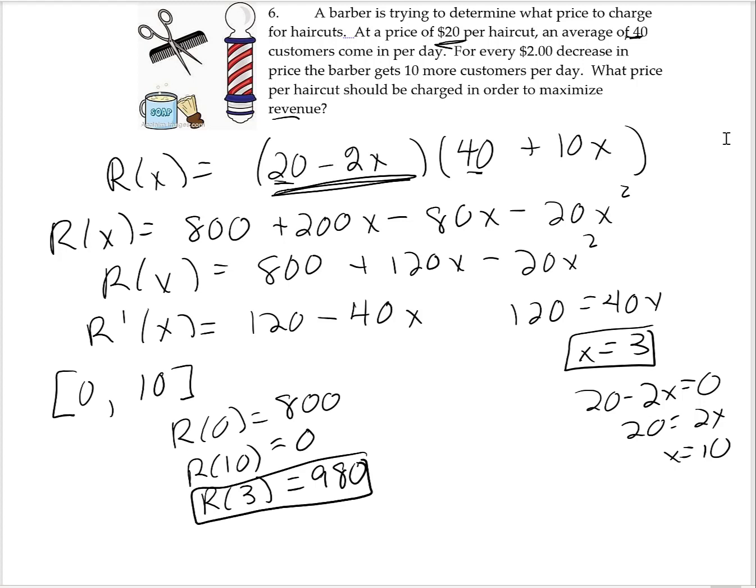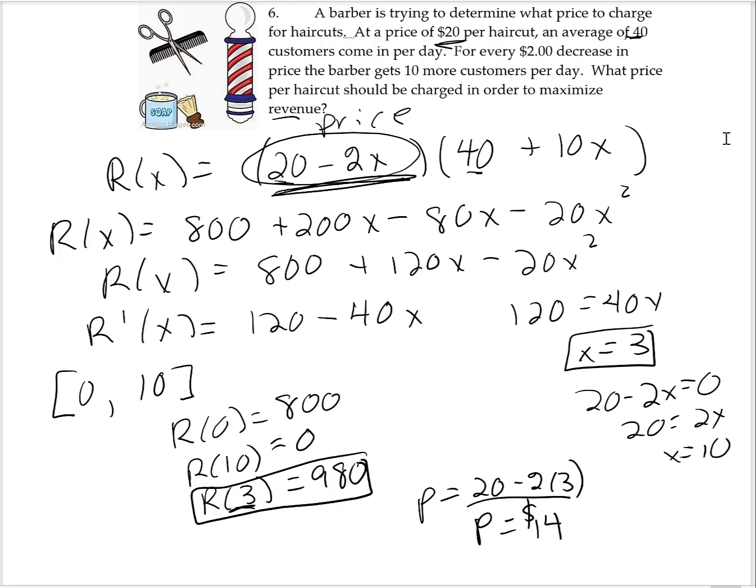So the question said, what price per haircut should be charged? So we have to remember to plug that back in. This was our price. So this is 3 decreases. So the price is 20 minus 2 times 3. This says we should charge $14 per haircut to maximize the revenue.